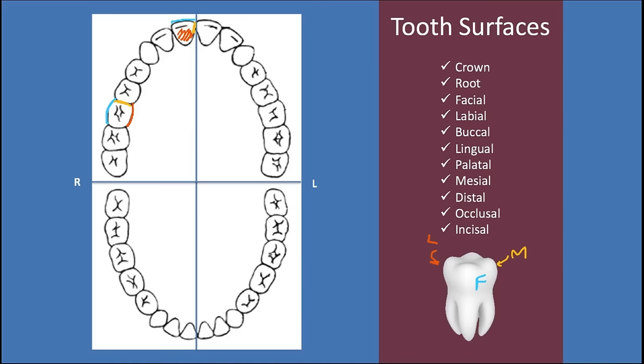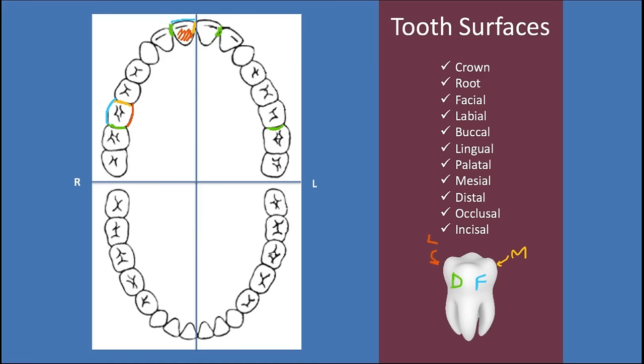Next is the distal surface. That's opposite from mesial. It's the one that's furthest away from the midline. So for tooth number 3, this would be the distal surface. Tooth number 8, this would be the distal surface. And you can imagine that everything would be kind of a mirror image to the side across from it. So this would be the distal surface for tooth number 9. This would be the distal surface for tooth number 14, for instance.